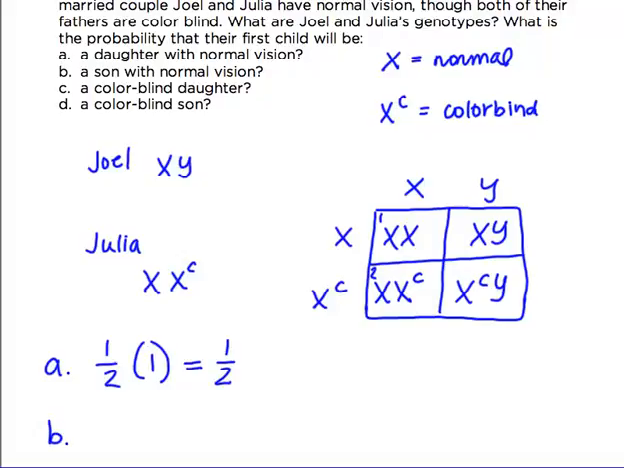For B, what is the probability of having a son with normal vision? So again, the probability of having a son is 1/2. And then if you look over here, these are the males in the offspring. This male has a normal X, Y, so he is not colorblind.